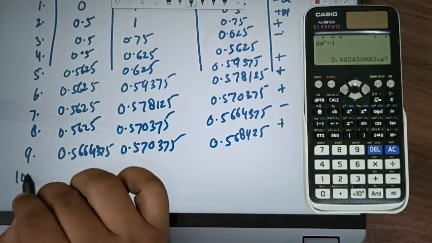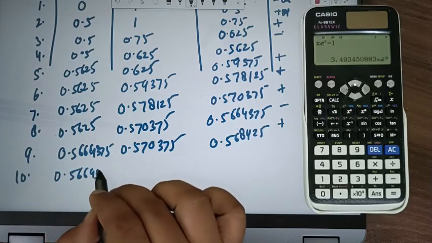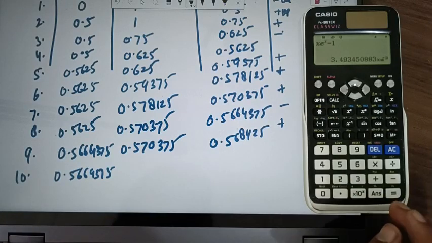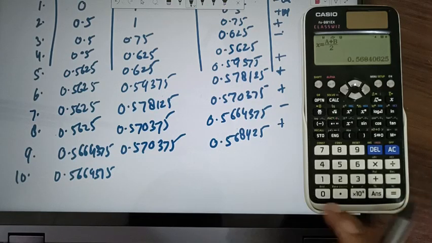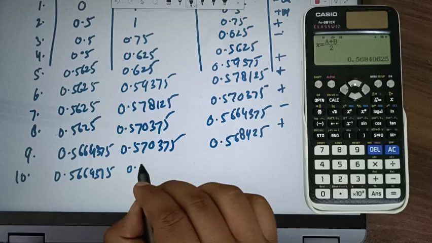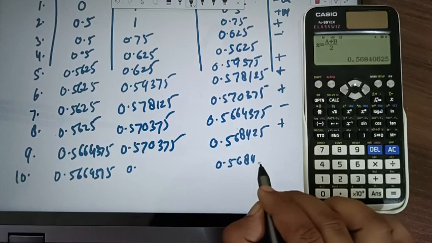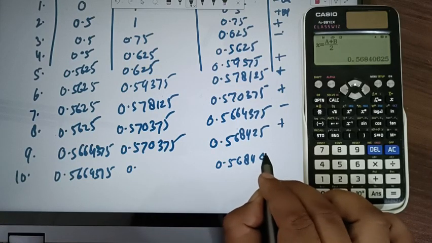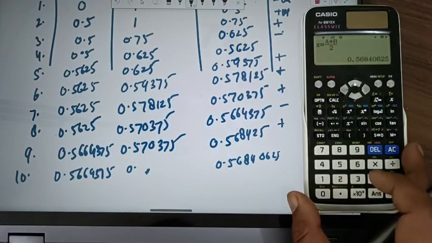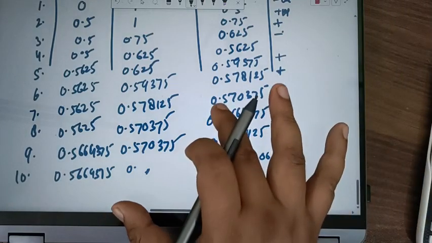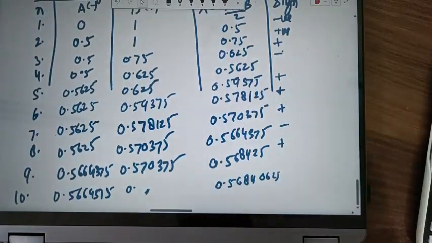In the next iteration, again the value of b will change. And what about the new value? Let me check it out. The new value of x is 0.56840625. So this sequence of approximations will continue. In this way you can easily find the sequence of approximations to the desired accuracy. Thank you very much. See you in the next video.